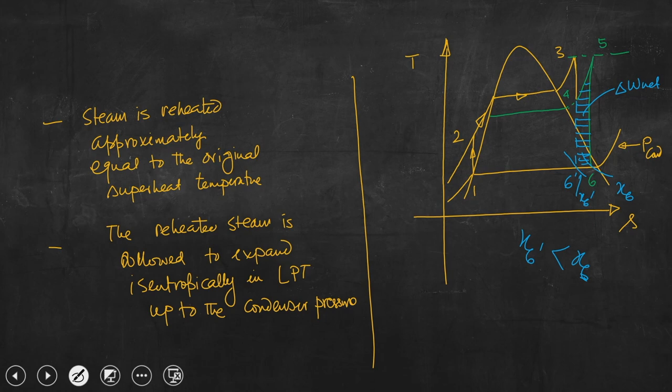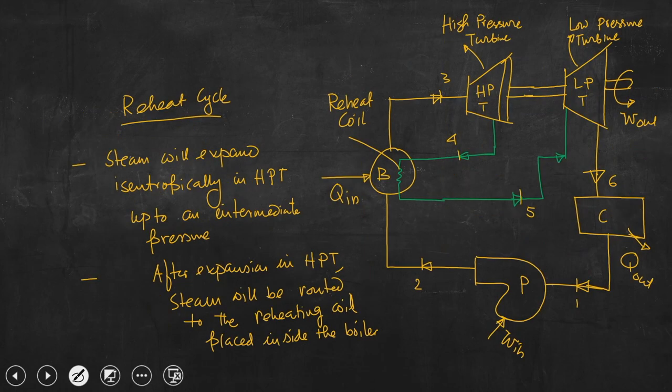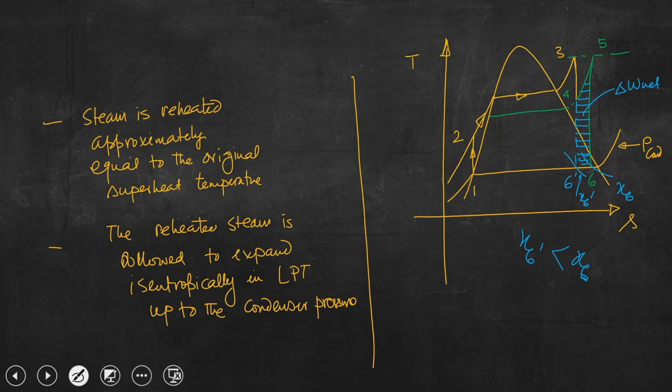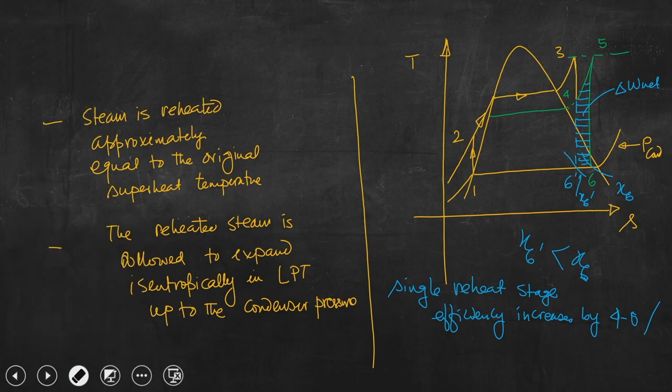So, this is the practice commonly followed in the modern steam power plant. Now, we have drawn only one reheating stage. It is also possible to have multiple reheating stages. If we can have multiple such stages, then perhaps efficiency can be increased even better. So, for a single reheat stage, efficiency increases by 4 to 5%. So, by having only a single reheat stage, we can increase efficiency by 4 to 5%.